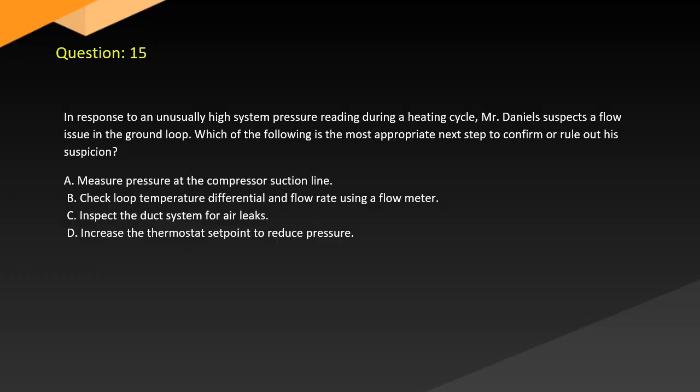B. Check loop temperature differential and flow rate using a flow meter. C. Inspect the duct system for air leaks. D. Increase the thermostat set point to reduce pressure.